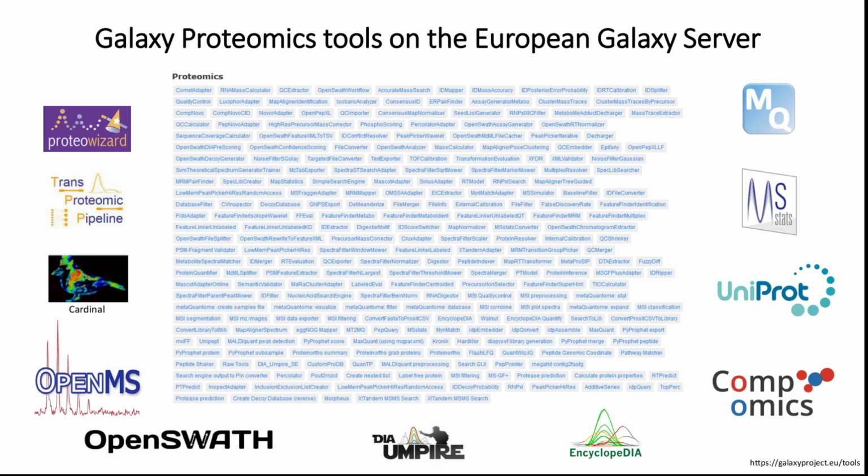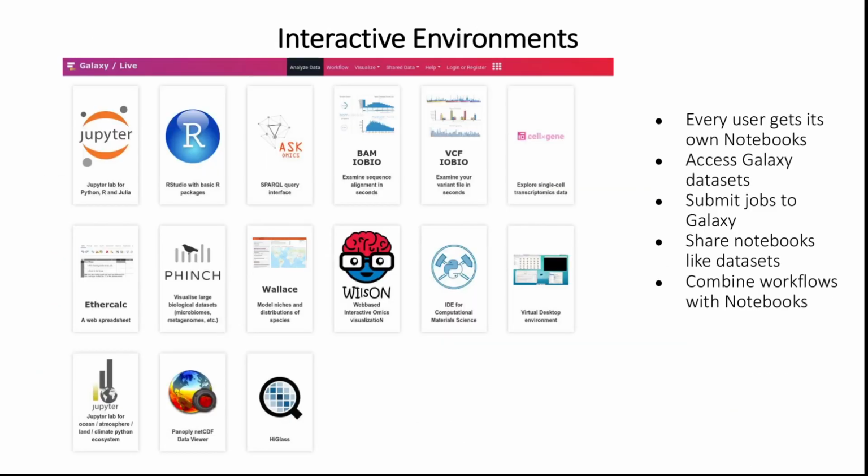And these are the proteomics tools that are currently installed on the European Galaxy server. So there are quite many. But in addition, there are also interactive environments available. So for example, you can switch from Galaxy directly, even with transferring easily your last Galaxy dataset, into either RStudio or Jupyter Notebook or more specialized interactive tools. And afterwards, you can quite easily transfer your output from these analyses back into your Galaxy analysis history and continue with classical Galaxy tools, the analysis.